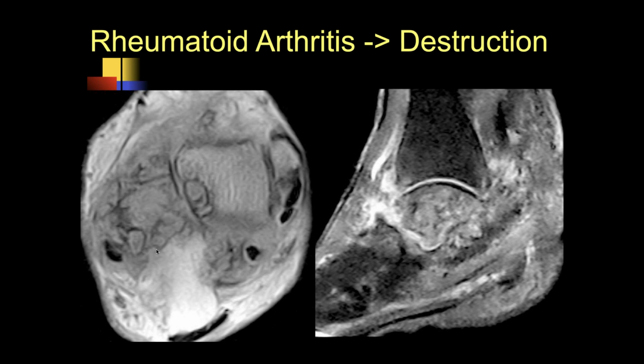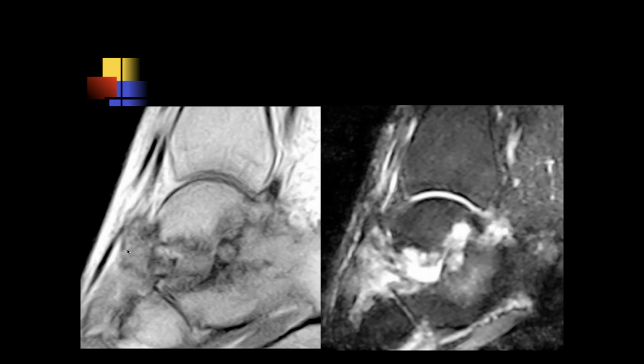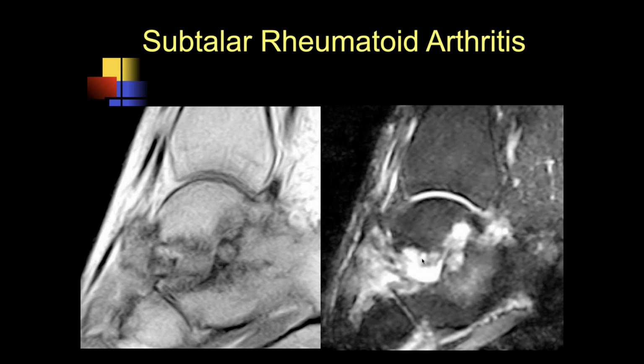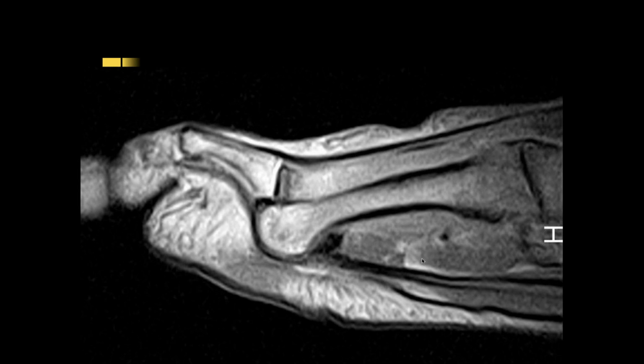Right. So that's marked destruction and extensive instability of the talar-navicular joint space. Right. And then here's more of the same, where you can see extensive destruction of that talar-navicular joint space and subtalar disease in rheumatoid arthritis. Okay, Ashu.